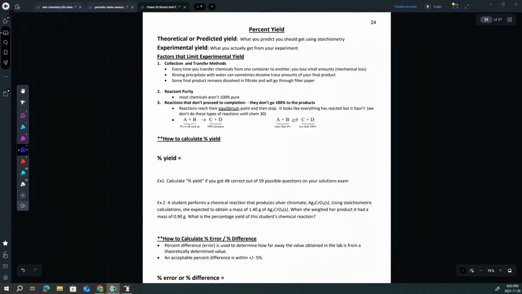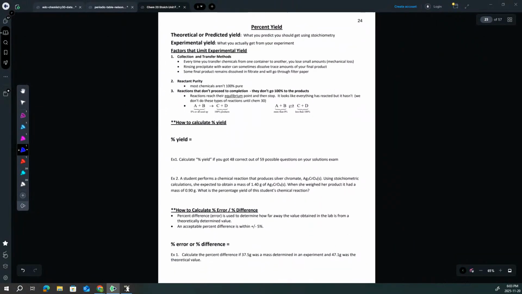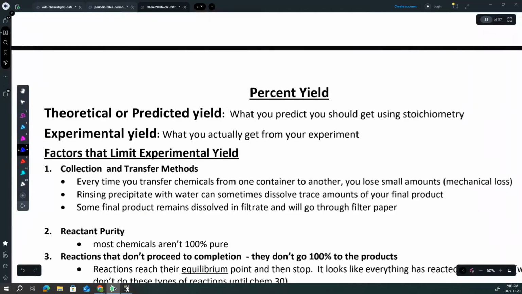All right, we're going to start off with percent yield and how to calculate it. So percent yield, essentially what you're doing is you're comparing what you got when you did an experiment, so how much product you got out of a reaction, and you're comparing it to how much you should have gotten, which you know that number after doing one of your stoichiometry calculations.